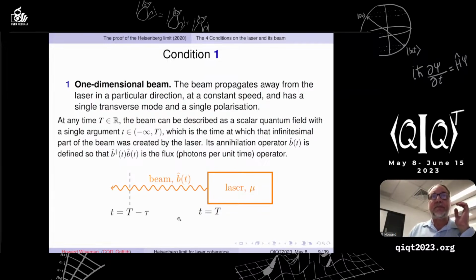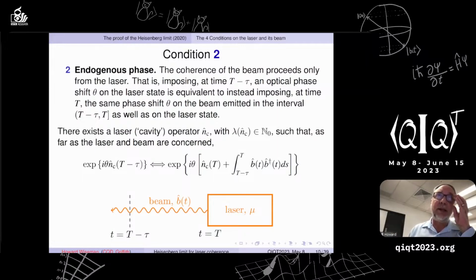This is going to be important in the next slide, because the second crucial condition we need is one of endogenous phase. And this really captures the idea that you're not feeding coherence into the laser, rather the laser itself is producing the coherence. So endogenous phase: the coherence of the beam proceeds only from the laser.